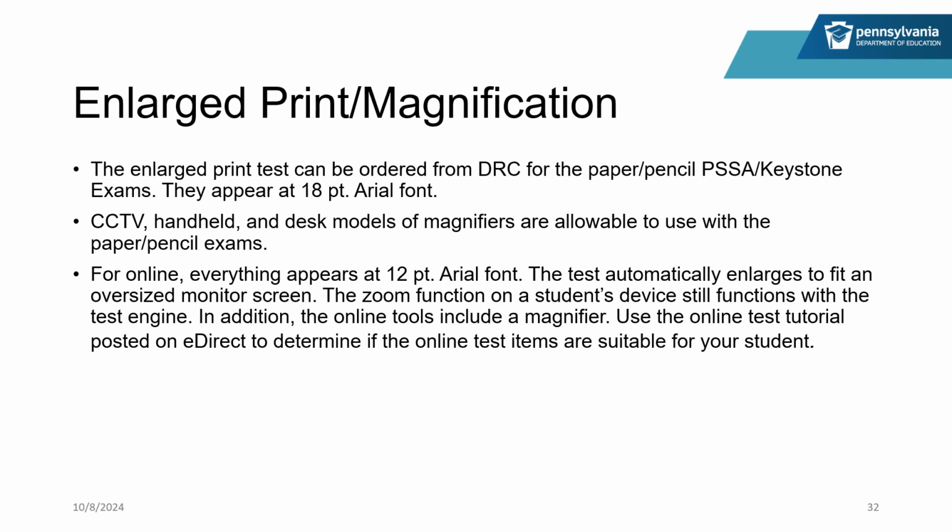The next accommodation is enlarged print and magnification. The enlarged print test can be ordered from DRC for the paper pencil PSSA Keystone exams. They appear at an 18-point Arial font. CCTV, handheld, and desk models of magnifiers are allowable to use with the paper pencil exams. For online, everything appears at 12-point Arial font. The test automatically enlarges to fit an oversized monitor screen. The zoom function on a student's device still functions with the test engine. In addition, the online tools include a magnifier. Use the online test tutorial to determine if the online test items are suitable for your student.